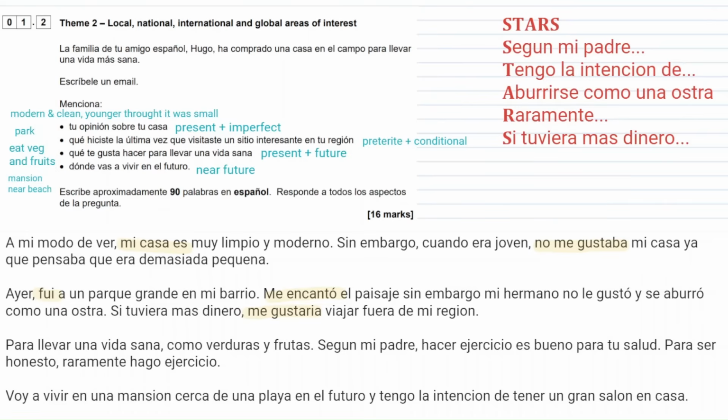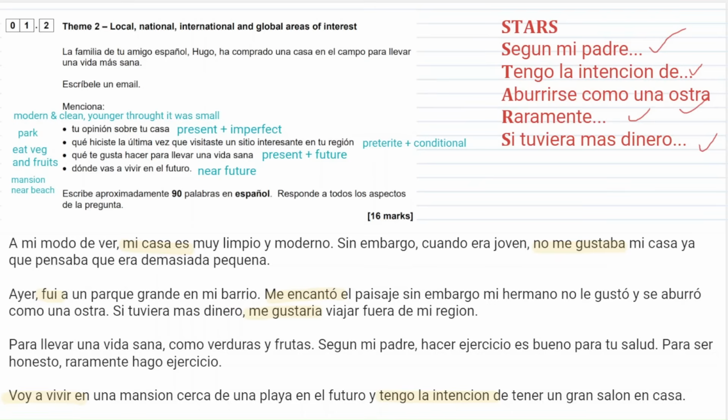Now on to the fourth one. ¿Dónde vas a vivir en el futuro? To the near future tense. Voy a vivir en una mansión cerca de una playa en el futuro y tengo la intención de tener un gran salón en casa. So I've used the future tense, tengo la intención de, and the near future tense, voy a vivir, and I've used now all of my 5 phrases that I said I was going to use. So, según mi padre, tengo la intención de, the idiom, raramente, and si tuviera más dinero.